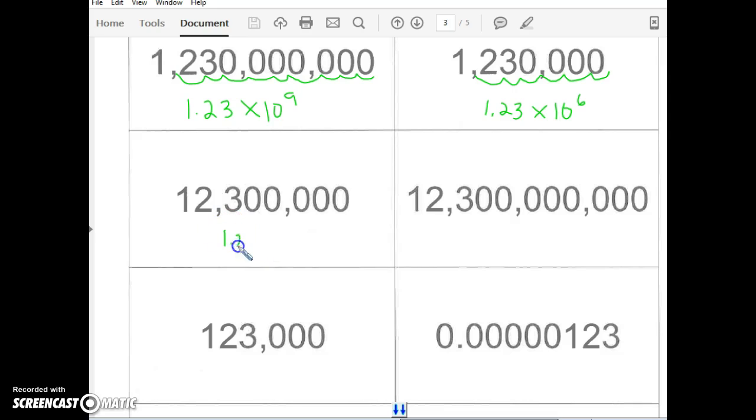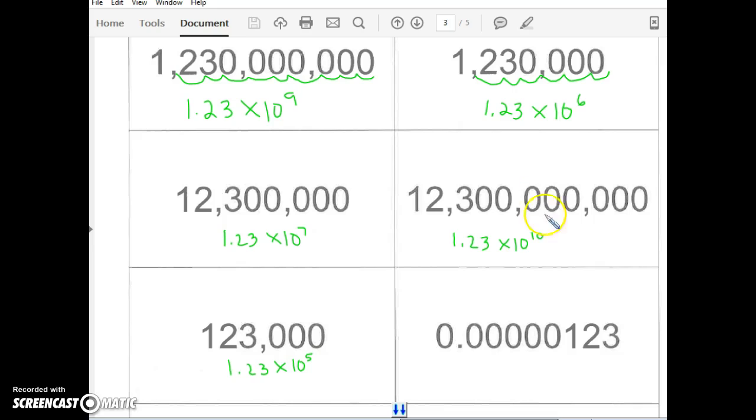This one would be 1.23 times 10 to the 7. Yeah, 7, there we go. And this one down here would be 1.23 times 10 to the 10th. And 1.23 times 10 to the 5th.